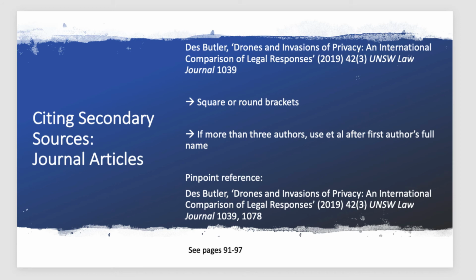Now, providing a pinpoint reference to a quote from the journal article or where the relevant work or idea can be located is the same for a journal article as it is for a book. So we place a comma at the end of the full citation details and provide the relevant page number. If you look at the bottom of the slide, there is an example of a pinpoint reference. We have page 1078 as the pinpoint reference within Des Butler's article.